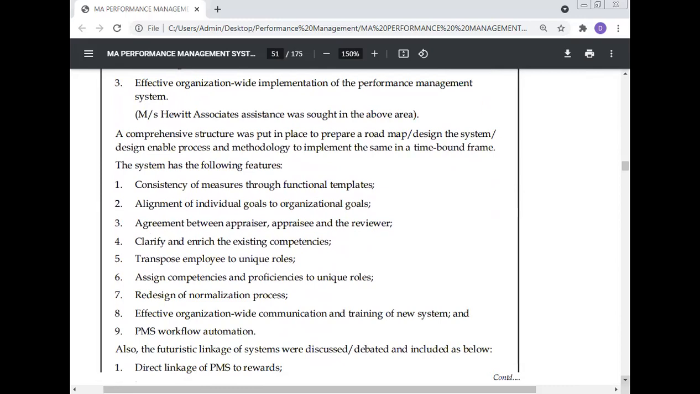The system has the following features. Consistency of measure through the functional template. Alignment of the individual goals to the organizational goals. Agreement between appraiser, appraised, and the reviewer. Clarify and enrich the existing competencies. Transpose implied to unique roles. Assign competency and proficiency to the unique roles. Redesign of the normalization process. Effective organization-wide communication and training of the new system, and performance management system workflow automation.